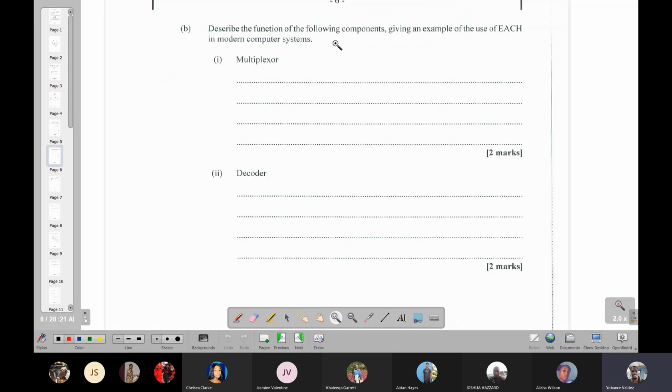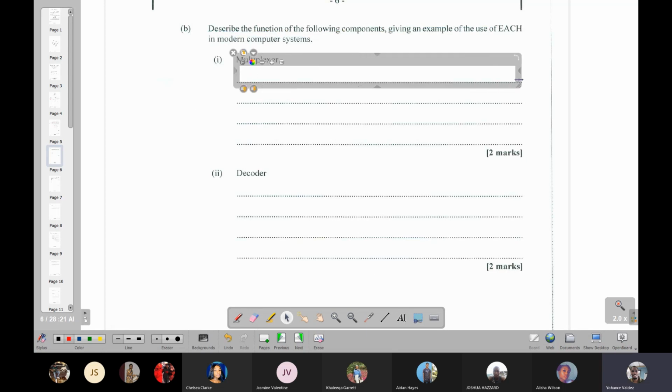So the next one: describe the following components, giving an example of each in modern computer systems. So we have the multiplexer. A multiplexer is what? Can anybody define a multiplexer for me?